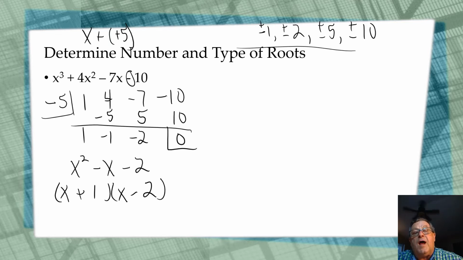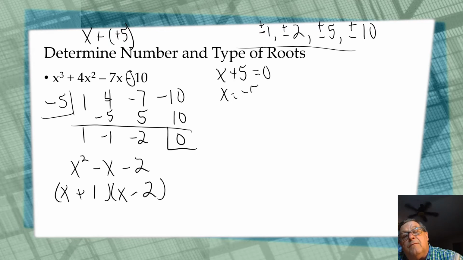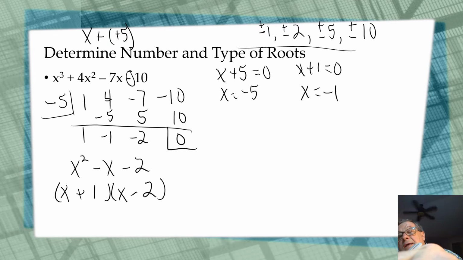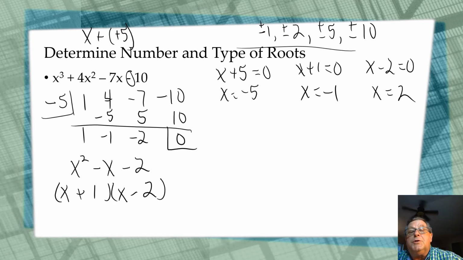Now let's set each of those factors equal to 0. Well, let's just set all of them. So I got x plus 5. That comes from my synthetic substitution. So x is equal to -5. I got x plus 1 equals 0. Subtract 1 from both sides. x equals -1. And I've got x minus 2. Set that equal to 0. Add 2 to both sides, and x is equal to 2. And so my roots are, I got 3. Everything's looking good. -5, -1, +2. Real or imaginary? Well, they're all 3 real.